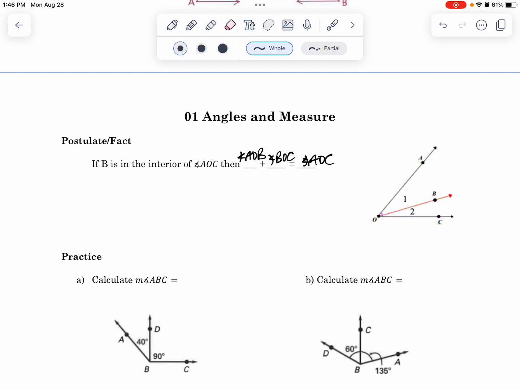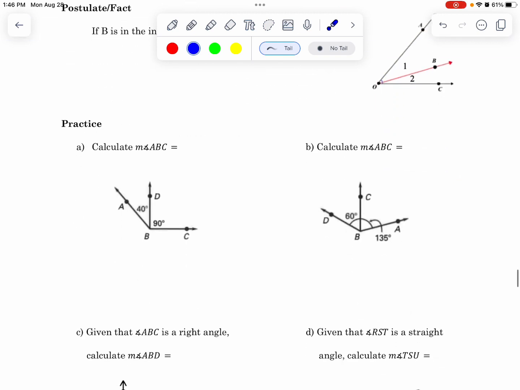Let me erase this so it's not so confusing. My first angle is AOB, and I'm adding it to BOC. And when I add those two angles together, I get the full angle of AOC, the outside pieces. So let's just read these really carefully, and then we'll be done, and we'll do some practice. Calculate the measure of ABC. So you might think that you're understanding what that is talking about, but you're going to raise your hand. You're going to say, Mrs. Johnson, is the answer 40 or is it 90? And I'm like, well, you're not reading carefully, okay?